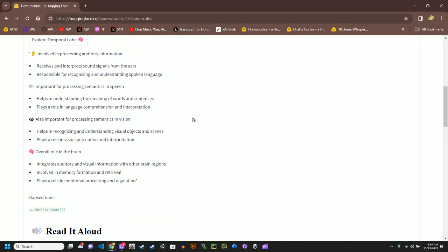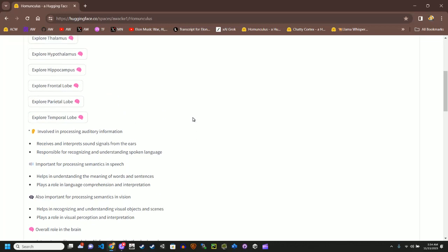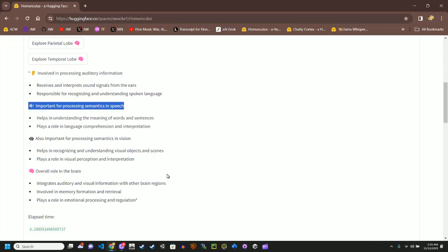Here, it is involved in processing auditory information. Responsible for recognizing and understanding spoken language. Important for processing semantics in speech. Helps in understanding the meaning of words and in language comprehension and interpretation.